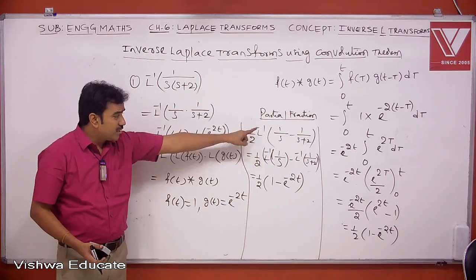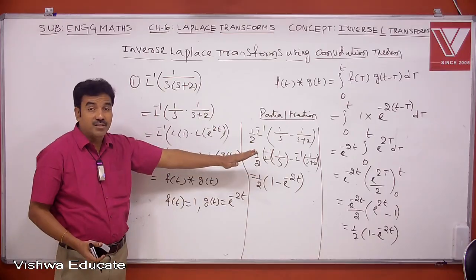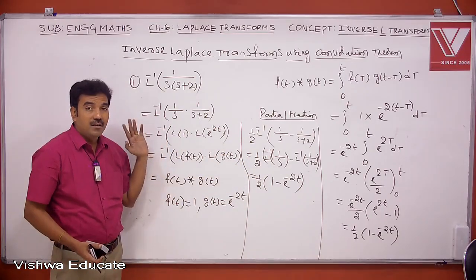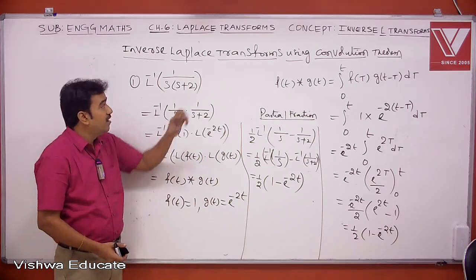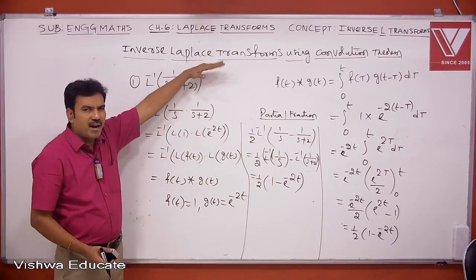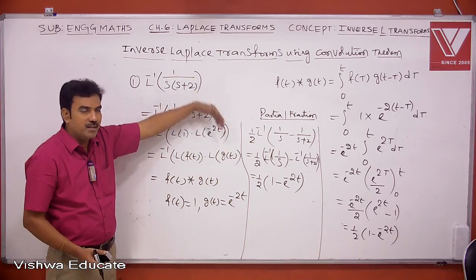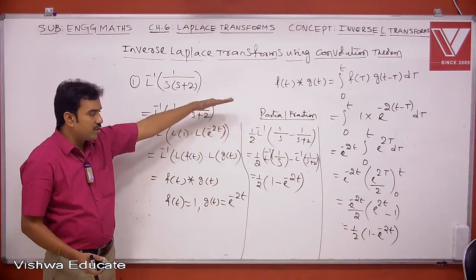But don't think that partial fraction always becomes very simple for all complicated functions. So when you are handling inverse Laplace of complicated functions in the variable s, convolution is so effective. Let me handle one more example after this. For the time being, note down these points.